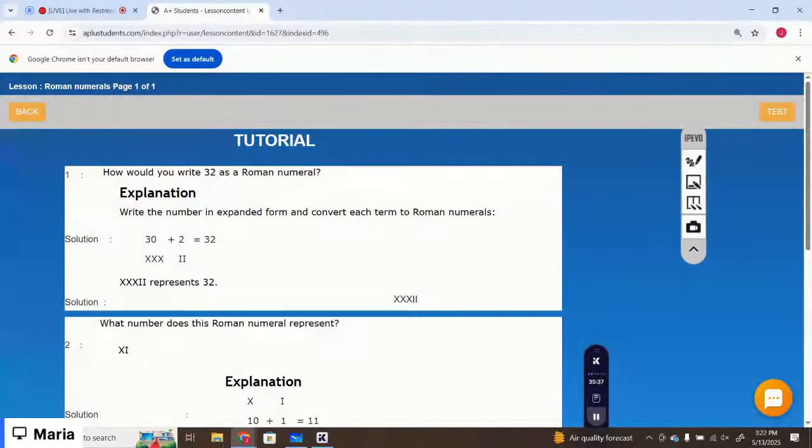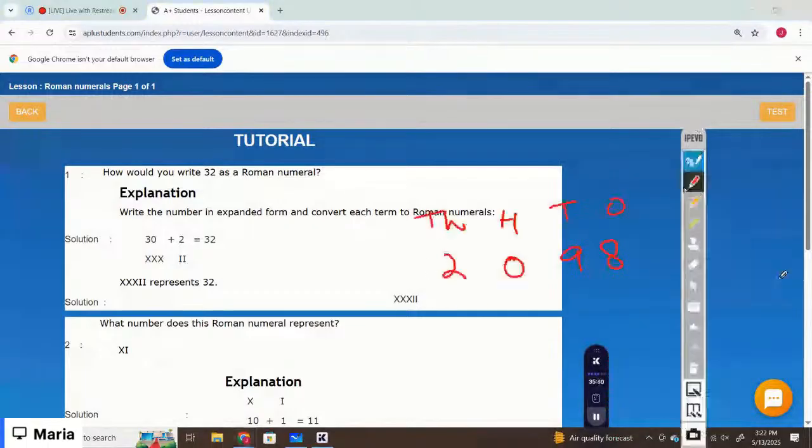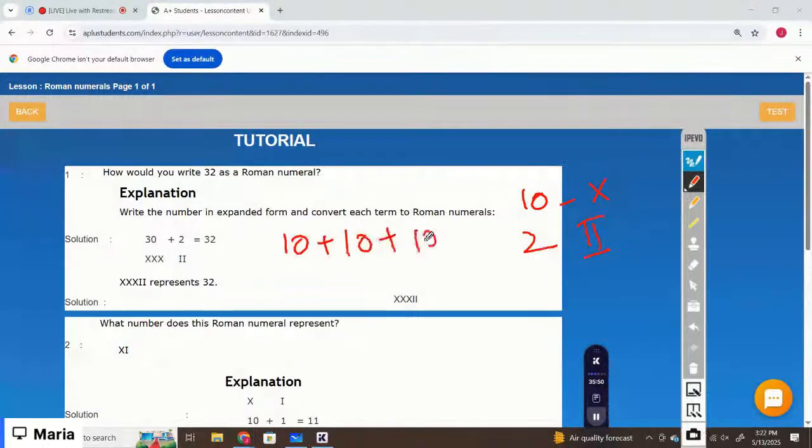So 30 plus 2. 10 we can write in Roman numerals as X, and we can write 2 like this. So 30 means 10 plus 10 plus 10, and plus 2. So X, X, X, and 2. That makes 32. Got it?